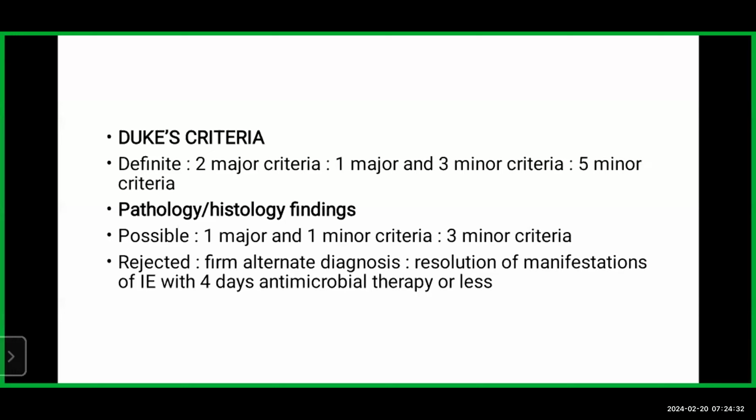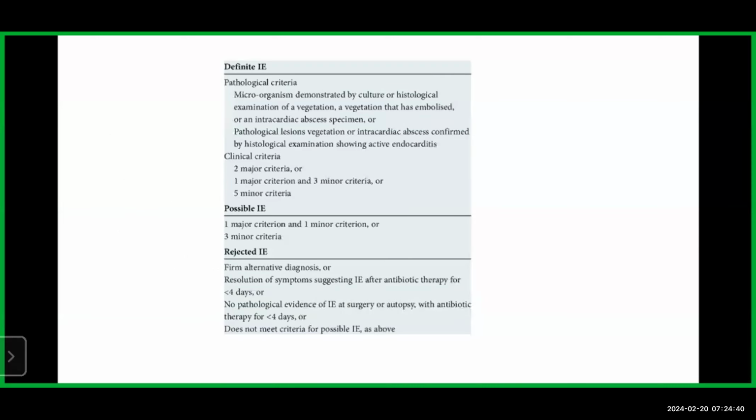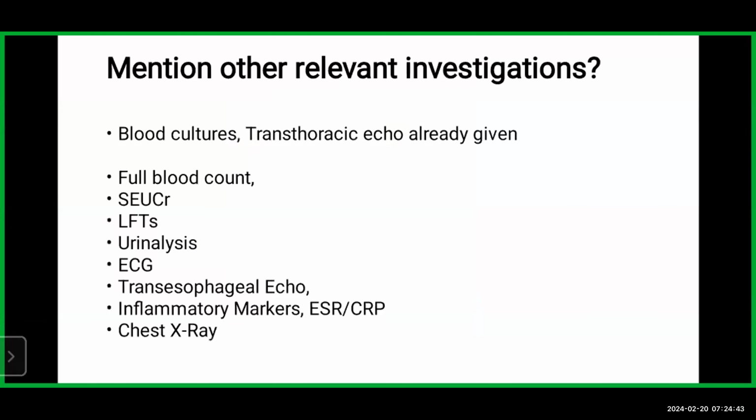Then rejected is when you have a firm alternative diagnosis or the symptoms resolve within 4 days, which is not likely if it's infective endocarditis. So I've talked about this, this is the table trying to explain what I talked about. The next question is mention other relevant investigations. Of course, we've already been told that the patient has done blood culture and has done a transthoracic echo. Okay, so we won't have to mention that again.